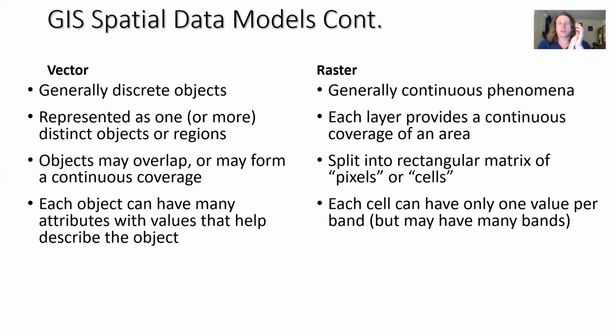Raster is just continuous. It splits whatever domain area that you're looking at into a matrix of pixels or cells. And each cell can only have one value per band, is what it's known as. Band is an individual raster layer. You can stack multiple bands to get multiple pieces of information.